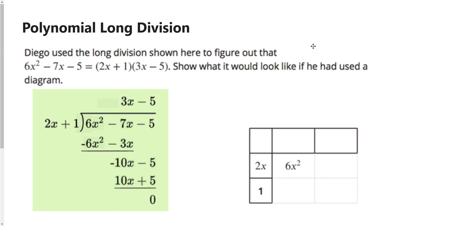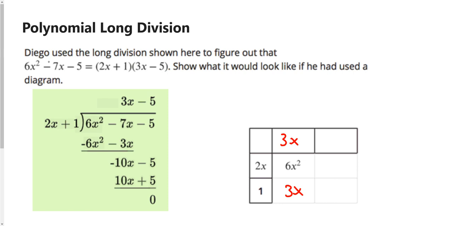Now, what happens if we use the box? Again, we're going to see the connection here. Okay, so 2x times what gives you 6x squared? 3x, right? 3x times 1 is 3x. 6x squared plus 3x. But again, notice the minus signs, right? We change them to minus, we add, right?